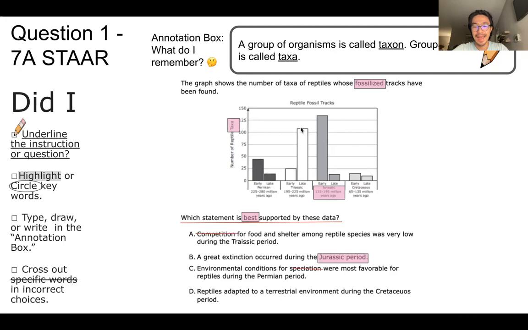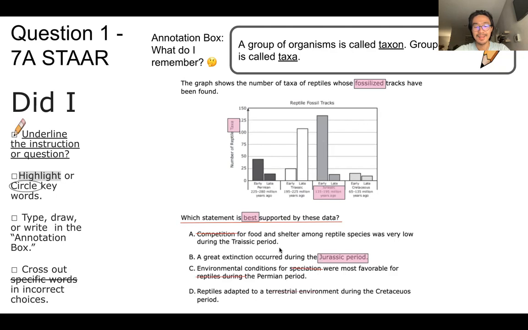Now, let's look at C. Environmental condition for speciation. Speciation is the process of making new species. So let's look at the Permian period. C says speciation, creation of more species, occurred during Permian. So if it increased, we should see this go up, right? Instead, we see this go down. So we know condition with speciation is not favorable here.